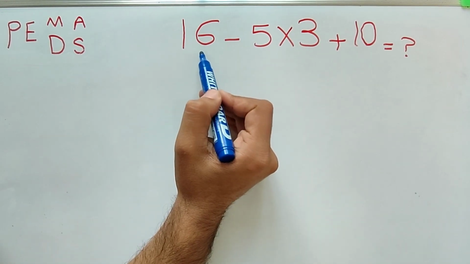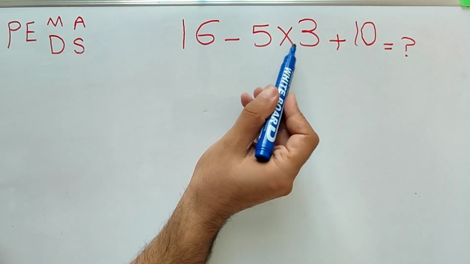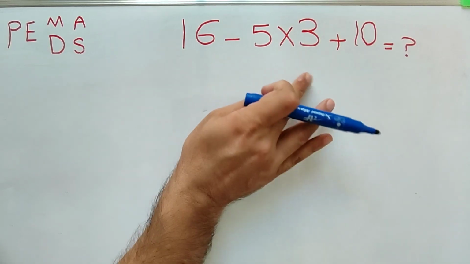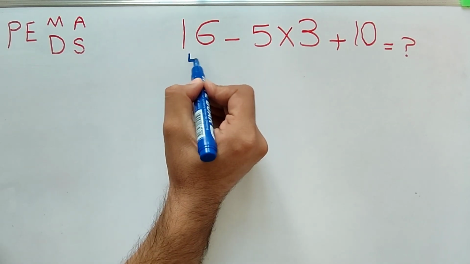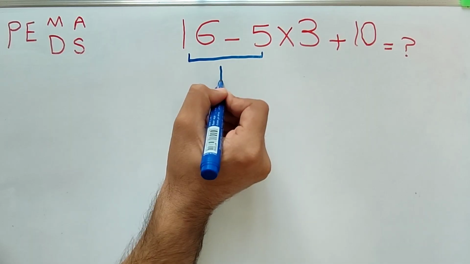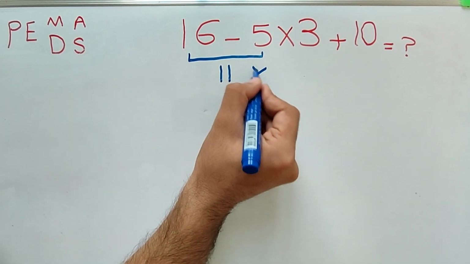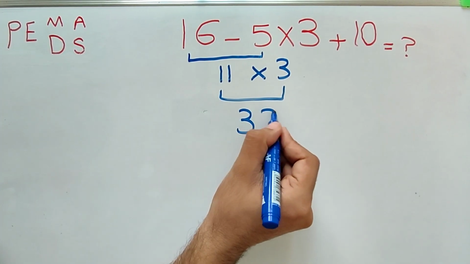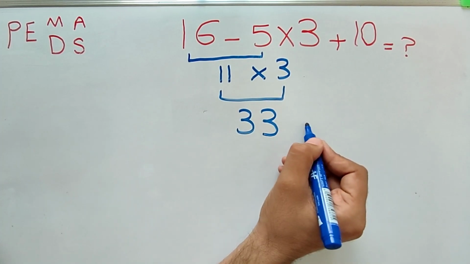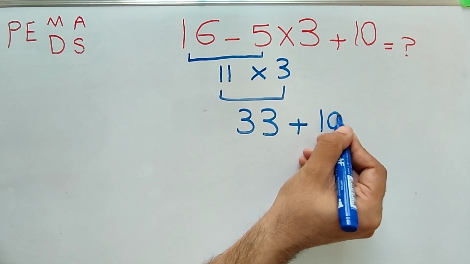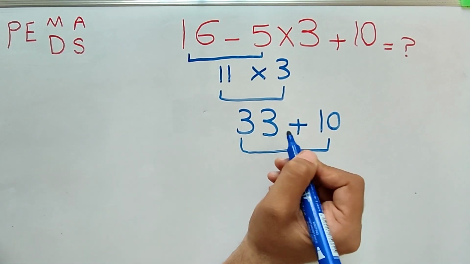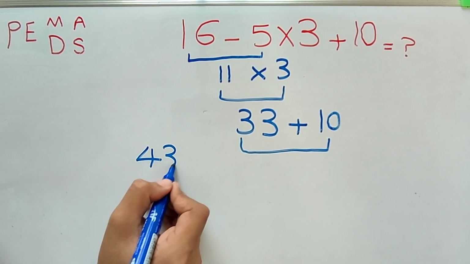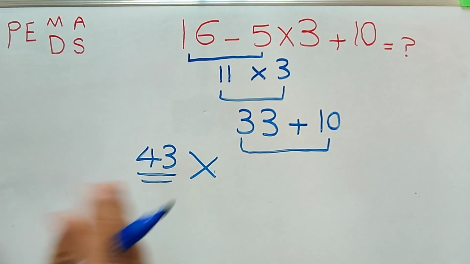We have 16 minus 5 times 3 plus 10. Maybe you solve this math expression in this way. First, 16 minus 5 gives us 11, and 11 times 3 gives us 33. Now 33 plus 10 gives us 43. But this answer is not correct.